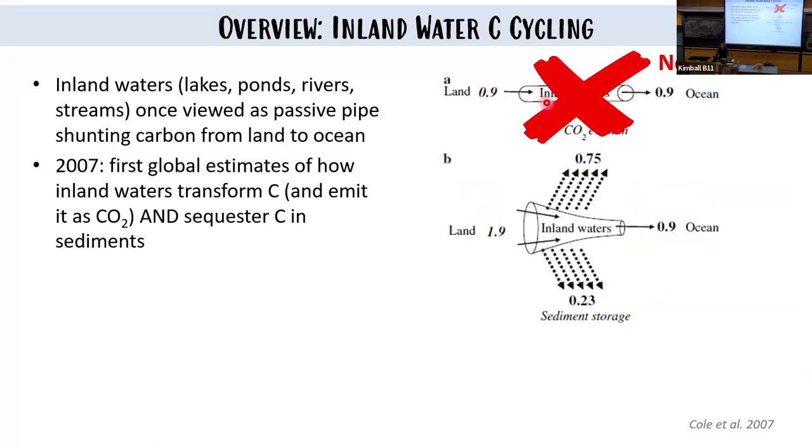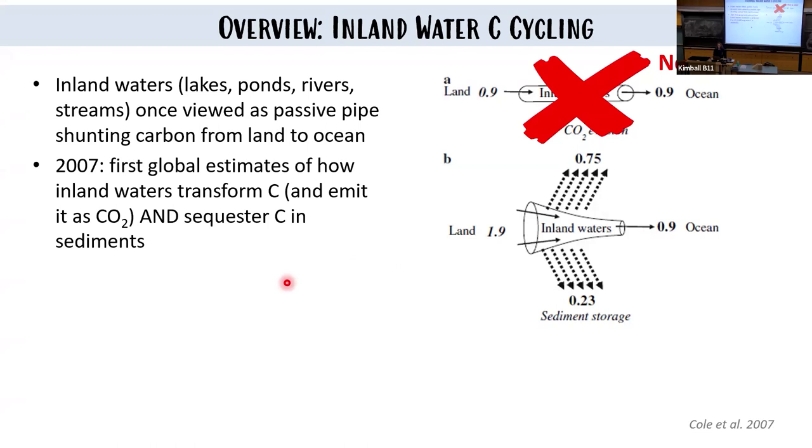All right. So Jon Cole and others published this paper in 2007 saying that inland waters are not a pipe. They're not passively transporting carbon from one place to the other without actively transforming the carbon, processing the carbon, potentially sequestering the carbon. And this is a diagram that they put forward: we have inland waters that do shunt 0.9 petagrams of carbon to the ocean, but also store 0.23 petagrams of carbon in sediments each year, and emit 0.75 petagrams of carbon to the atmosphere through carbon dioxide or methane emissions, right?